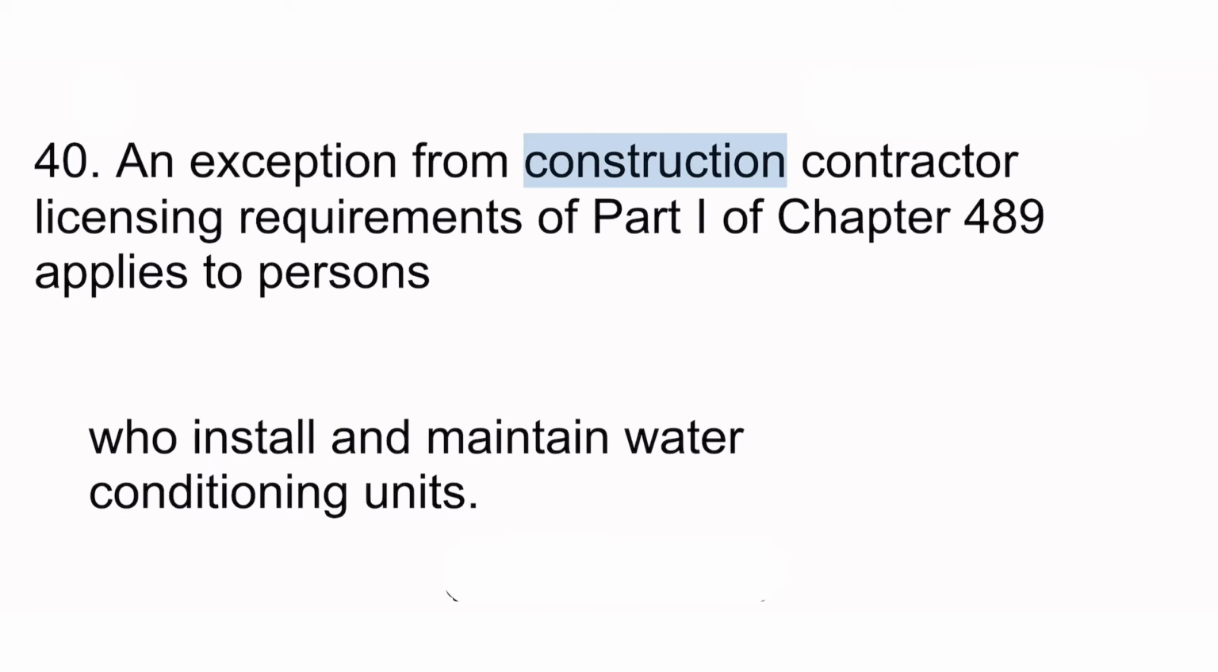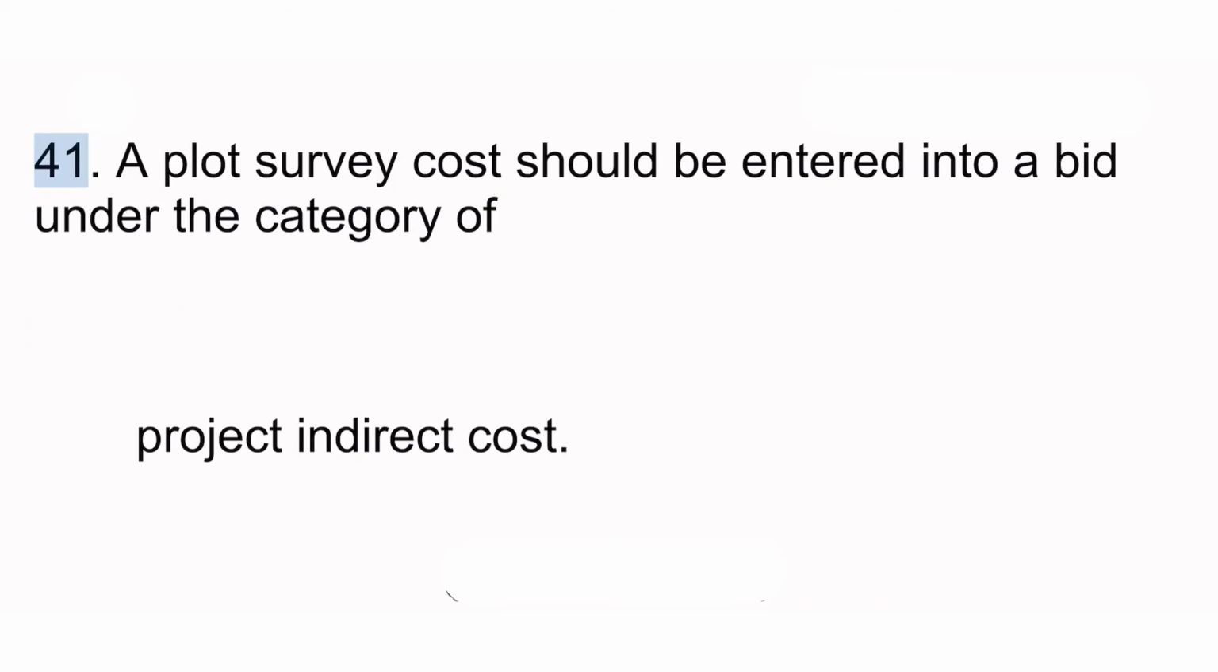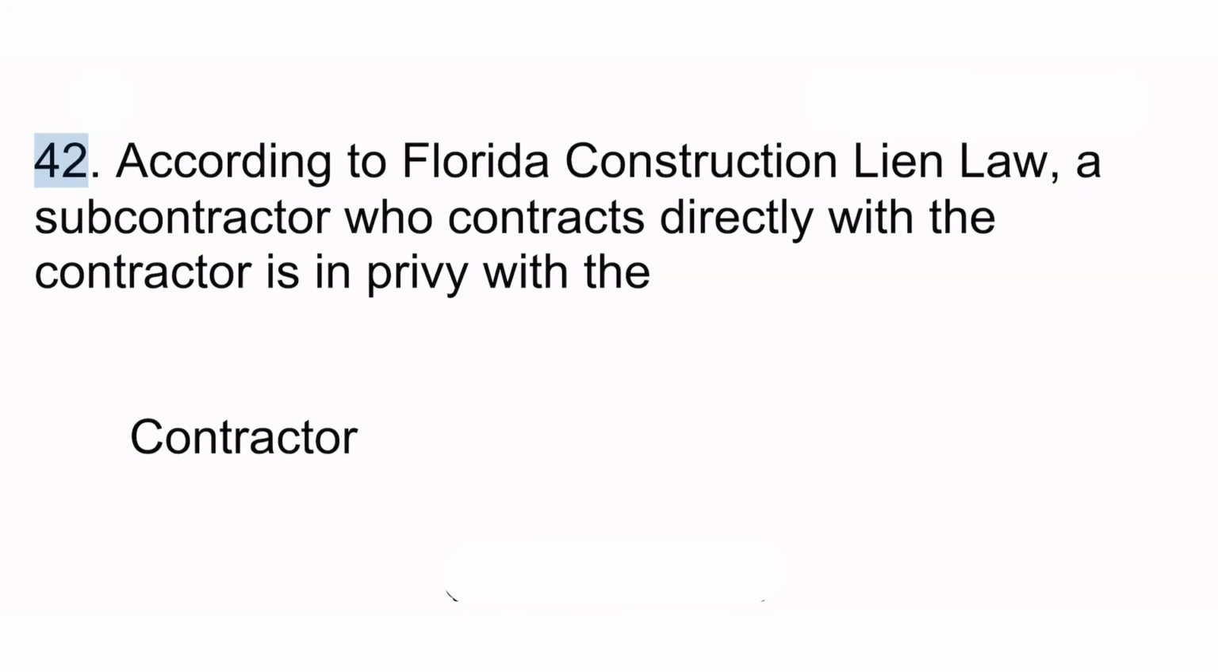40. An exception from construction contractor licensing requirements of Part 1 of Chapter 489 applies to persons who install and maintain water conditioning units. 41. A plot survey cost should be entered into a bid under the category of project indirect cost. 42. According to Florida construction lien law, a subcontractor who contracts directly with the contractor is in privity with the contractor.